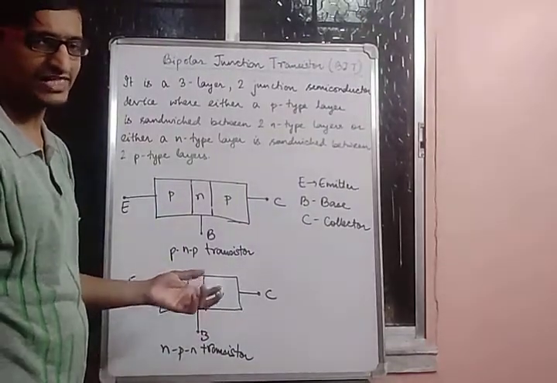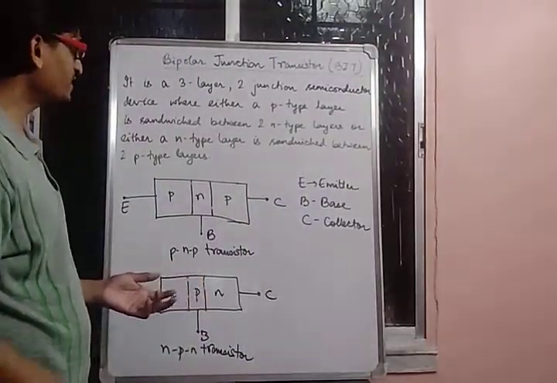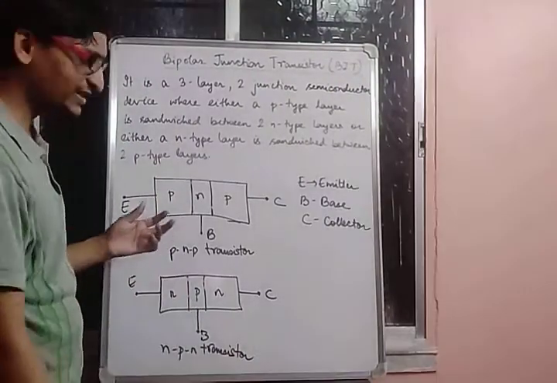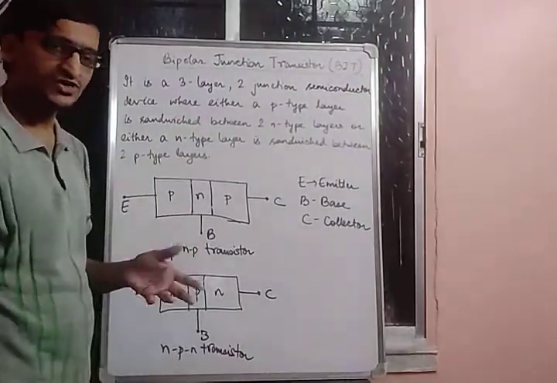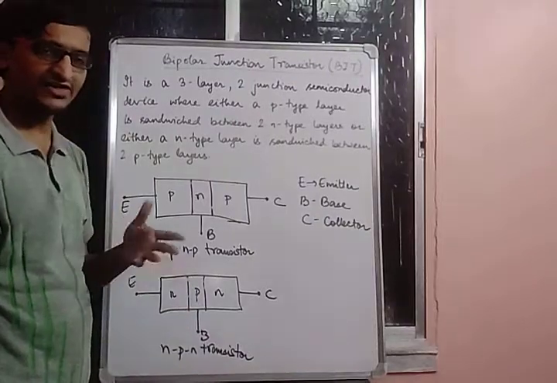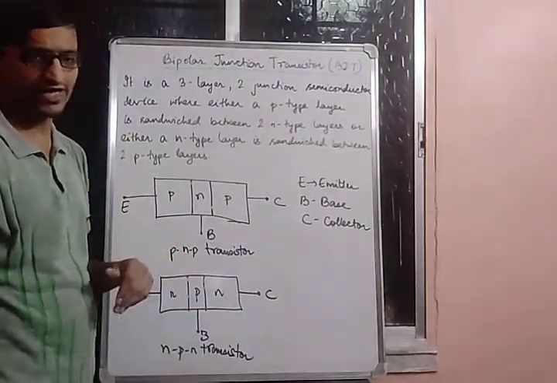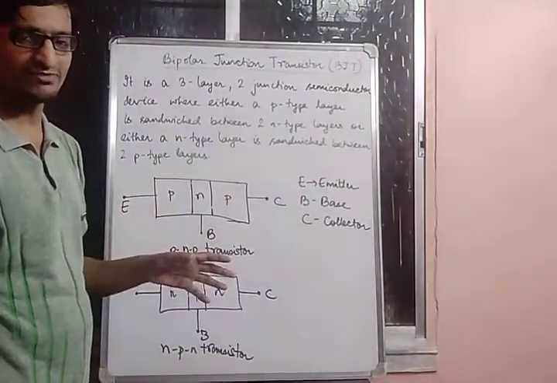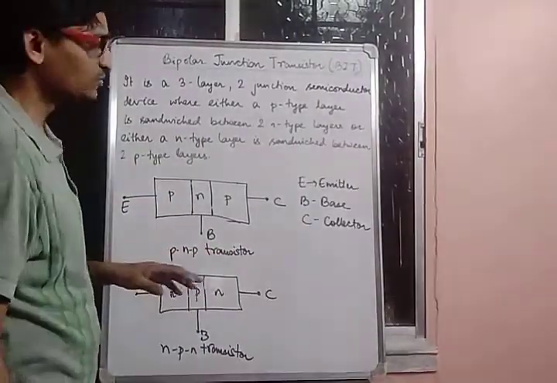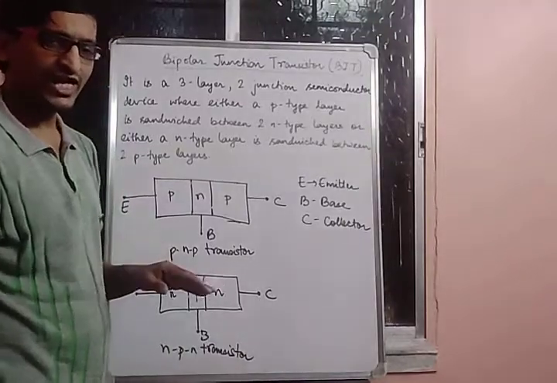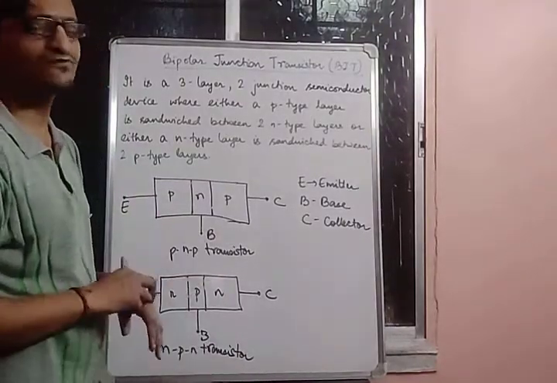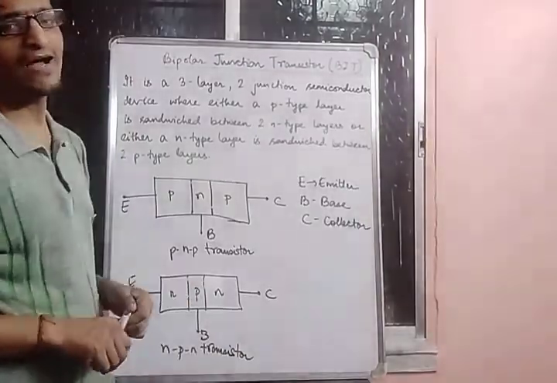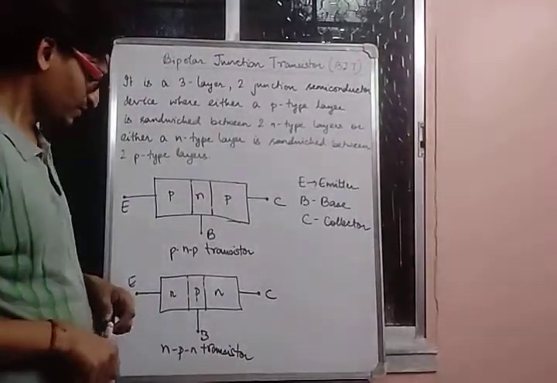Why is it called bipolar? Because, as we will see later on, in a transistor both majority carriers as well as minority carriers help in the conduction of current. For that reason it is called bipolar; bipolar means two poles. Both electrons as well as holes contribute towards the flow of current. For that reason it is called a bipolar junction transistor.